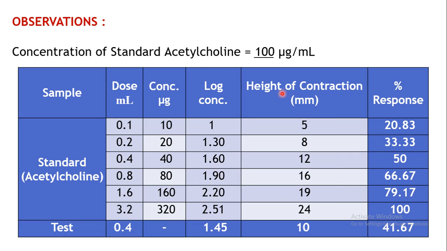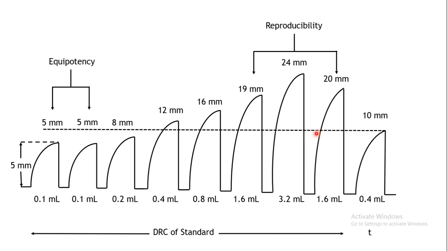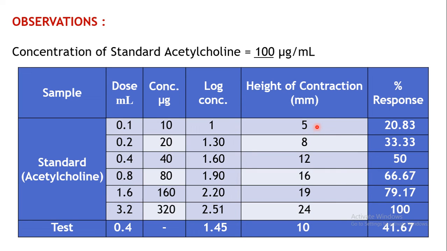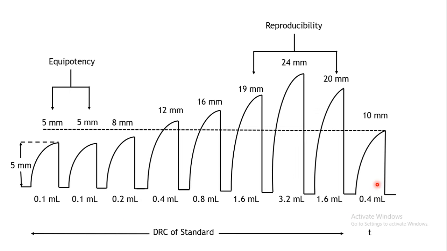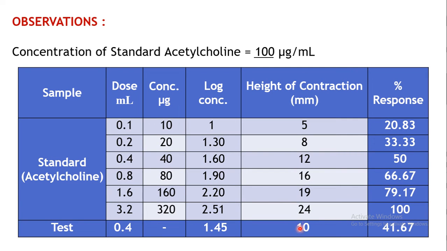Next is the height of the contraction of your responses. At 0.1 ml the height of contraction was 5 mm. That's what we have seen in the responses also. It's 5, 8, 12, 16, 19 and 24. So that's what is recorded over here: 5 for 0.1, 8 for 0.2, 12 for 0.4, 16 for 0.8, 19 for 1.6, 24 for 3.2, and the test response showed a height of 10 mm, which is recorded over here.